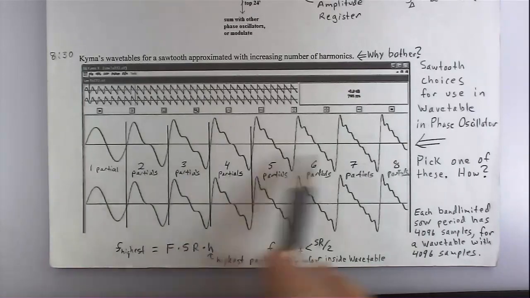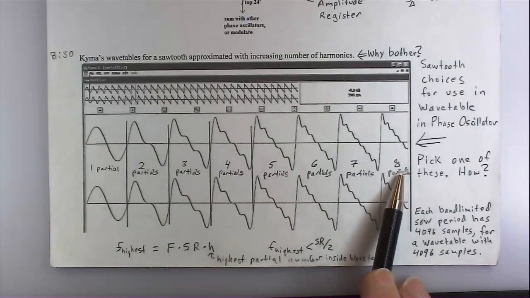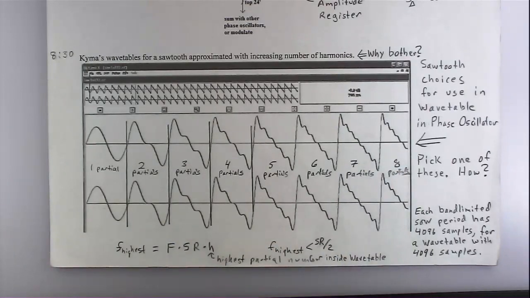So you would find a table here. This only goes up to 8, but you'd find a table that has 23 of them. And that would be the one to choose if you're going to play something at 1,000 hertz. That's all this formula is saying. And that's why you have to do this.